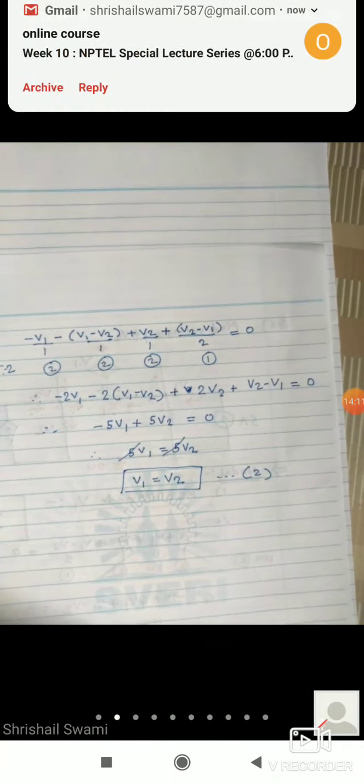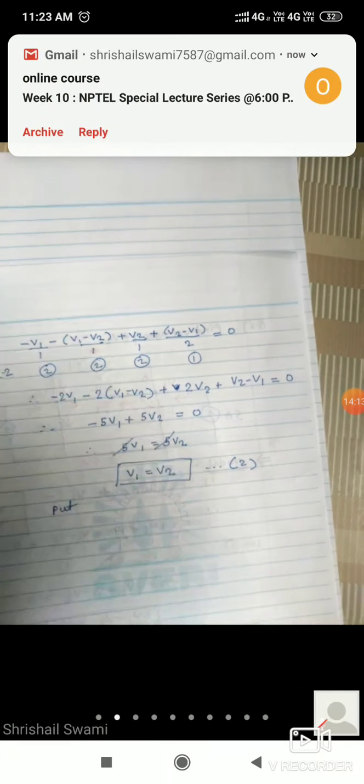Okay, so that will be the 5V1 is equal to 5V2. So 5 will get cancelled. So V1 is equal to V2 you are getting. Okay, this is equation number 2. So put this in.